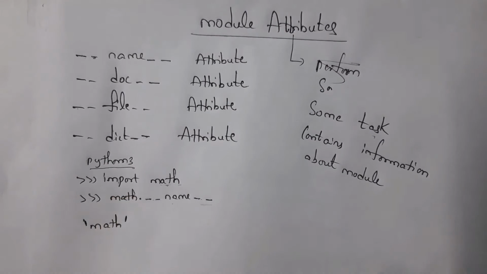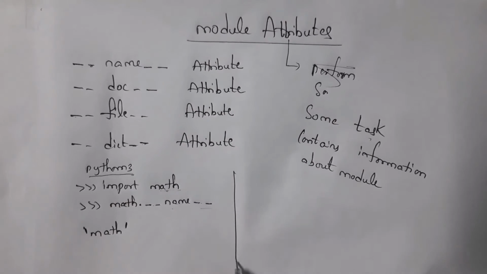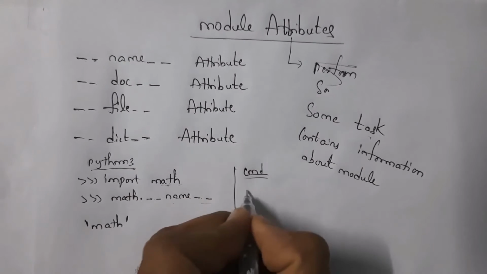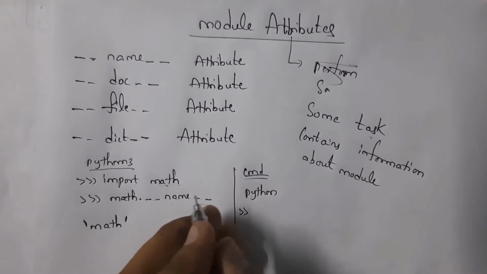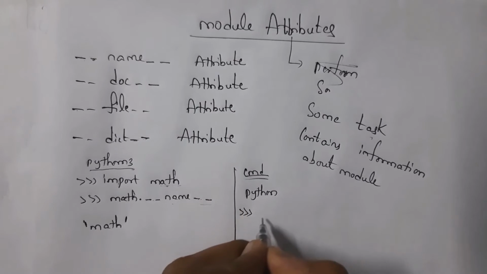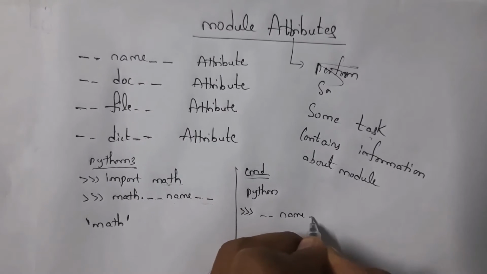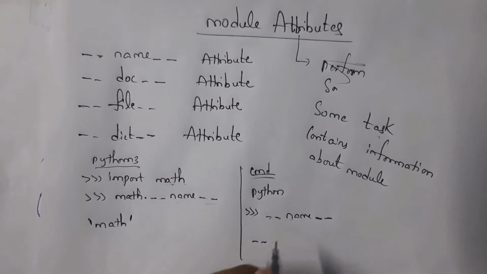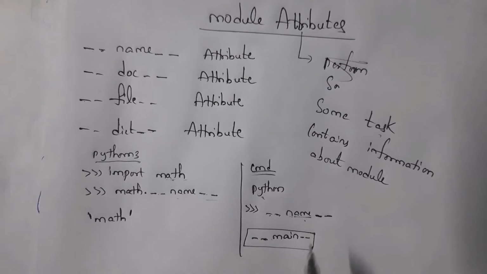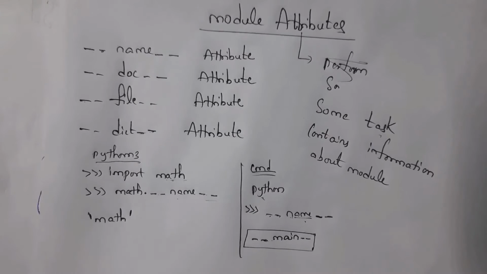For example, say I did not import any module. I just opened command prompt and opened Python. I did not import any module. Just I am writing here underscore underscore name underscore underscore, and whenever you click enter you will get output __main__. So you will get output __main__ if you do not import any module. This is the use of the name attribute.